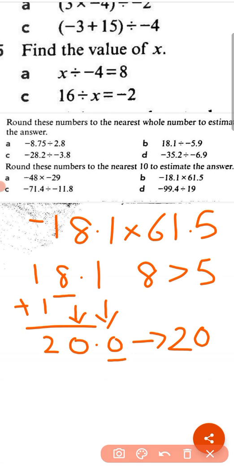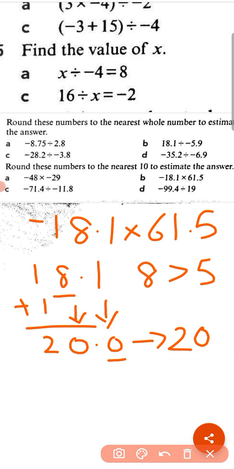So children, here we are rounding 18.1 to the nearest 10. Check the digit in the ones place. For the tens, we look at the ones place. So here it is more than 5. So add 1 to the digit in the tens place. 1 plus 1 is 2 and replace the other digits. Other digits means there are two digits after the tens place, that is 8 and 1. Replace them by zeros. So 20.0 which is equal to 20.